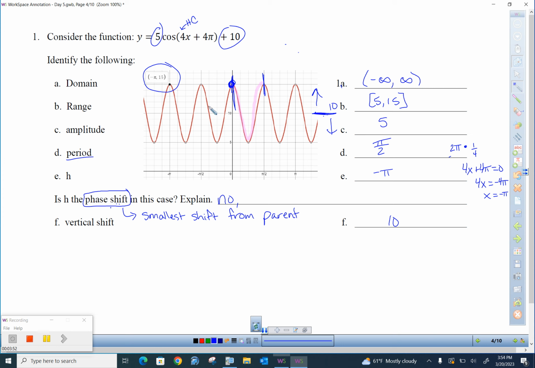And in fact, we don't need a phase shift at all to get to the parent function if our maximum falls on that y-axis already. We don't have to go left and right. So our phase shift is actually 0 here.